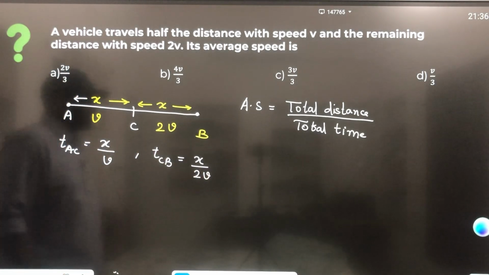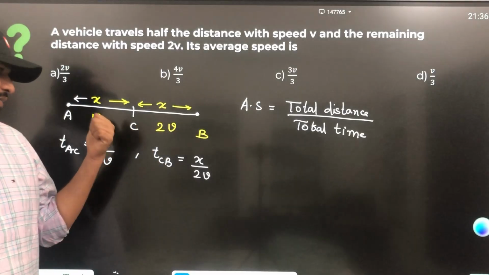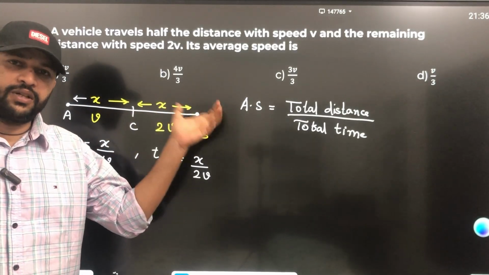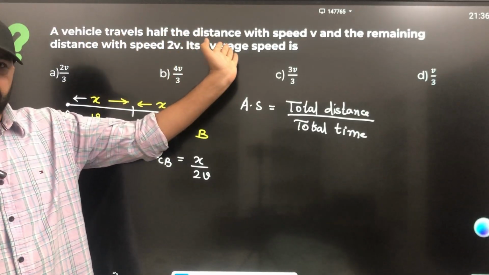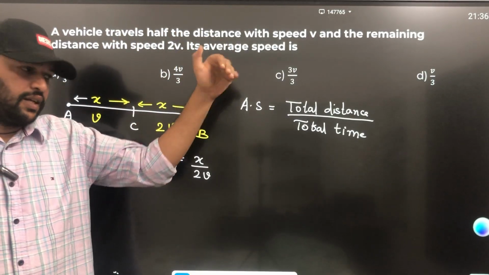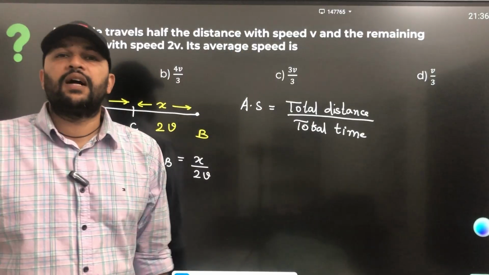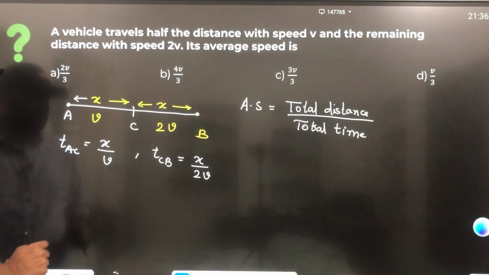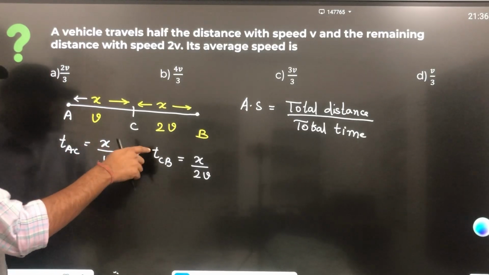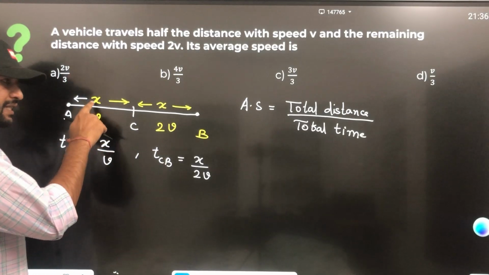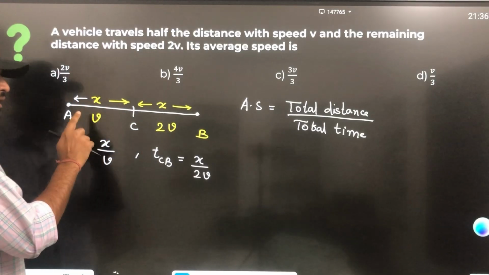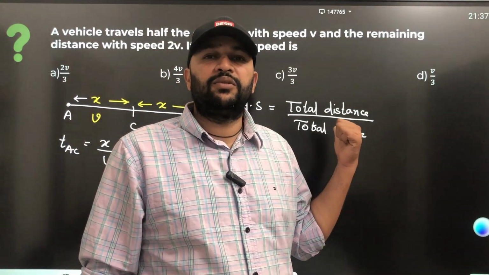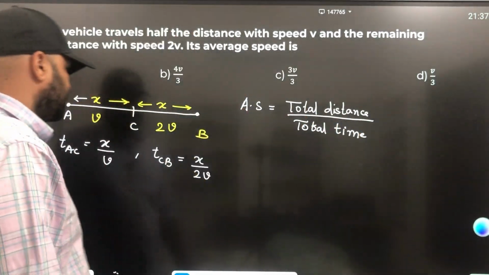Let me repeat the whole scenario. A particle is traveling from A to C and then C to B. A to C is equal to C to B because the question says half the distance, right? Later on we will see what happens in case there is half the time. So TAC and TCB are the times taken which we have calculated, and they will be different. Why will they be different? Though the distance traveled is the same, the velocity is different. So if the velocity with which you are moving is different, the time taken to travel will be different, right? In each case. Okay, great.